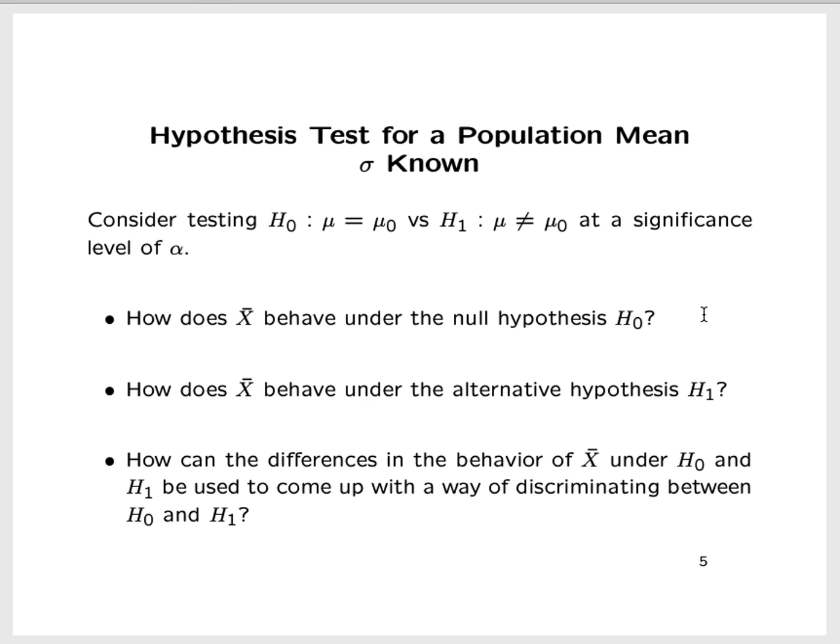Now, questions that we need to consider in order to determine a rejection criterion for this test are these. How does x bar behave under the null hypothesis? How does x bar behave under the alternative hypothesis? And how can the differences in behavior of x bar under the null and alternative hypotheses be used to come up with a way of discriminating between the null and alternative hypothesis? In other words, identifying which of those two hypotheses we believe to be the true state of affairs based on the data, and in particular based on the observed value of x bar.